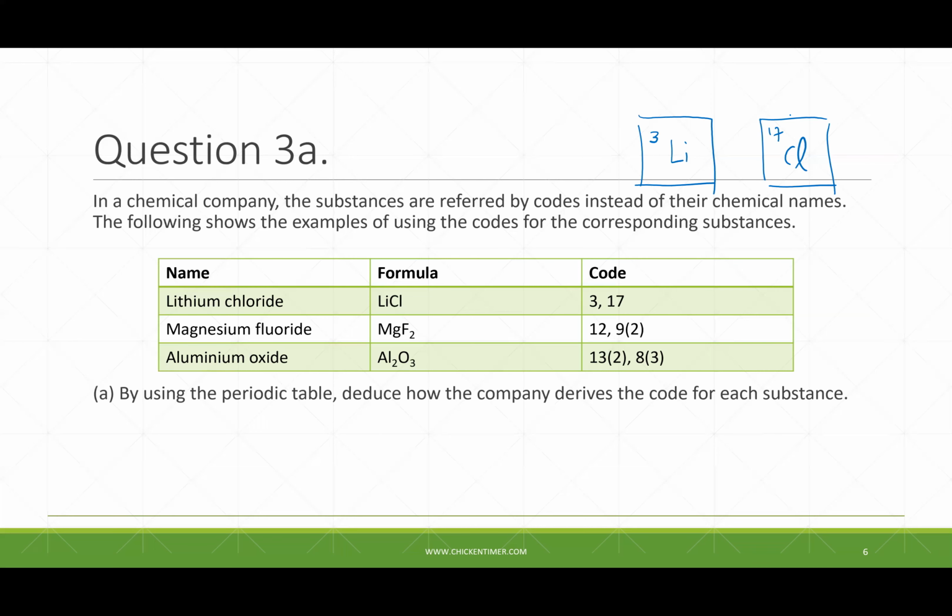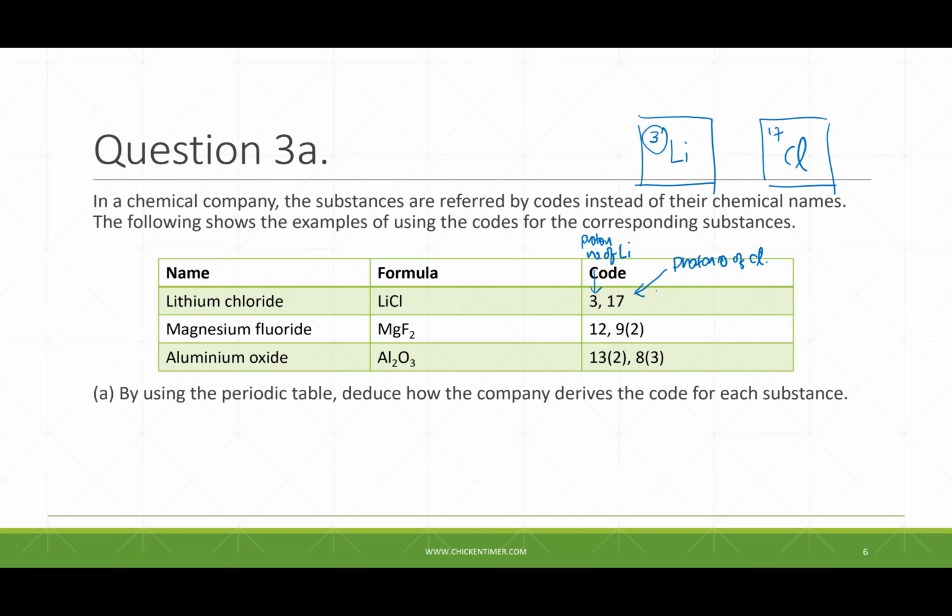So, does it coincide with the numbers here on the code? Yes, right? So, what can you say about this first number and what is the second number? It is the atomic number. Number 3, and this one is the same. So this is the proton number of lithium, then 17, proton number of chlorine.